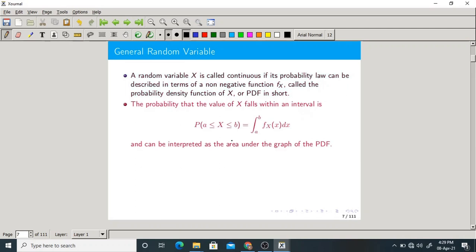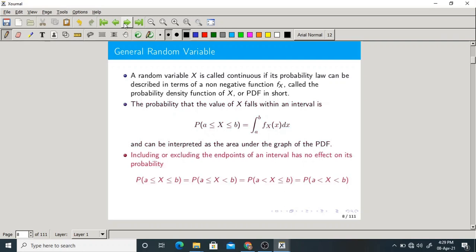Now, by using PDF, we can find the probability of the occurrence of the given random variable. How? To get probability, you just find out the area under the PDF. The area under the PDF is nothing but your desired probability. This is a very important point to be remembered: excluding or including the endpoints has no effect on the probability.